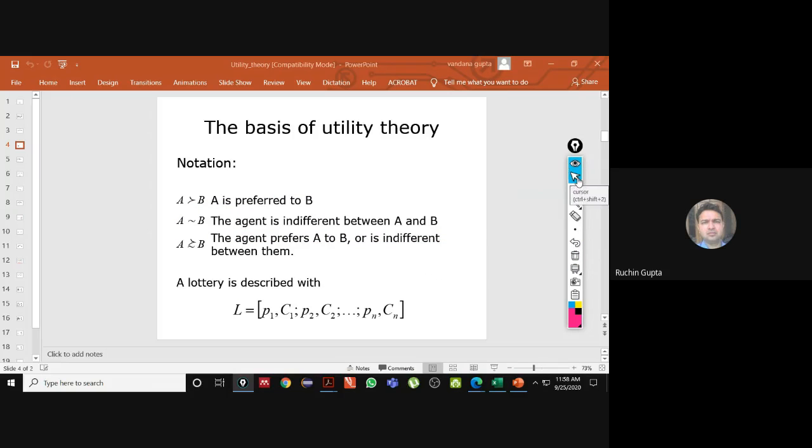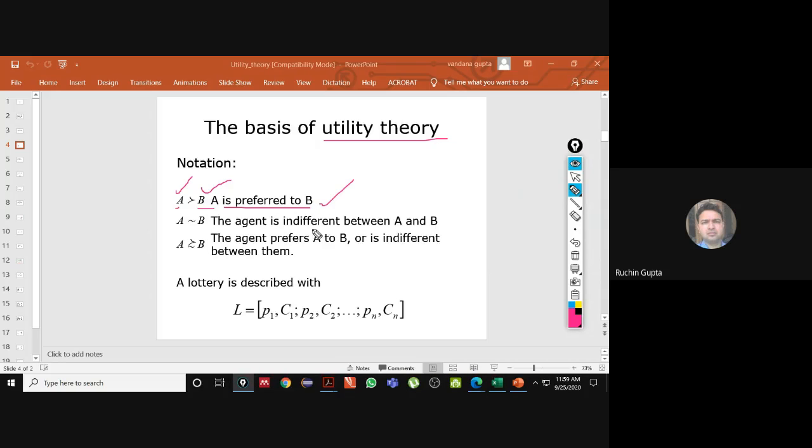If there are two actions, there are some rules of this utility theory. For these rules, there are some terminologies which are used here. If I write action A greater than B, it means that action A is preferred to B by the agent. In case the expected utility of A is greater than the expected utility of B, we will say that the agent is preferring the action A compared to the action B.